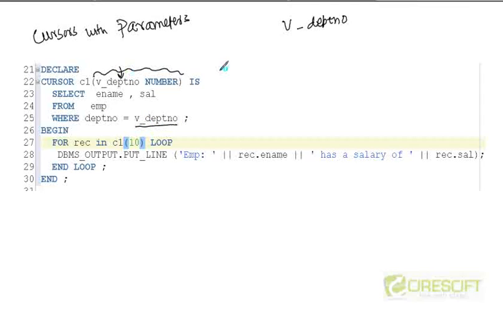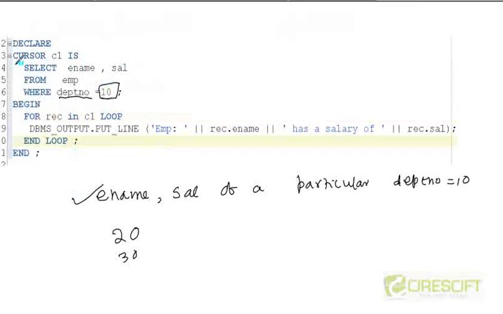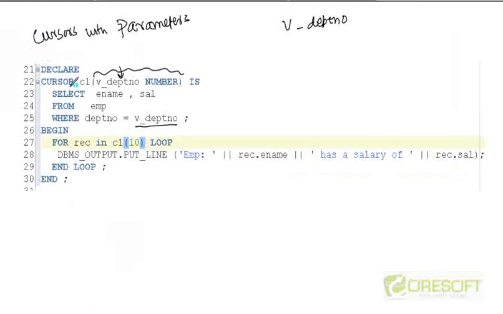Okay, that means at this time we do not know what is the value of department number. In the previous example, we knew during the declaration time what the department number was, and in this case we do not. We just define that one as a parameter v_department_number. At this point, basically this is null. v_department_number is null.